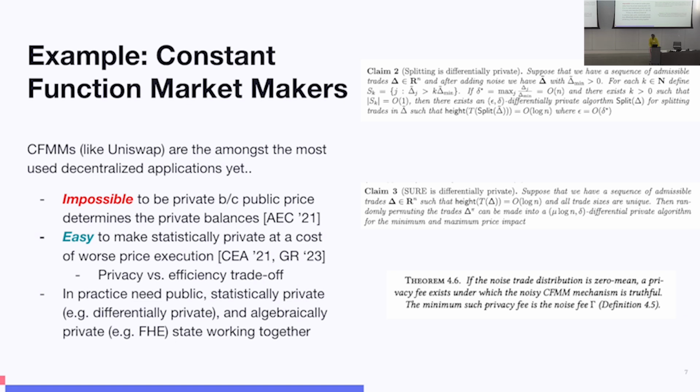So again, this example shows you this notion of I have a public state, I have a price, I have statistically private state, which might be balances or might be some aggregation, and then maybe I have algebraically private, which is a single individual state.